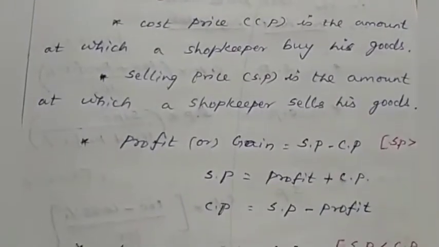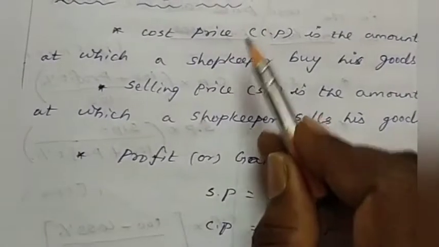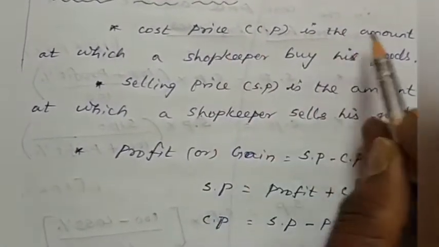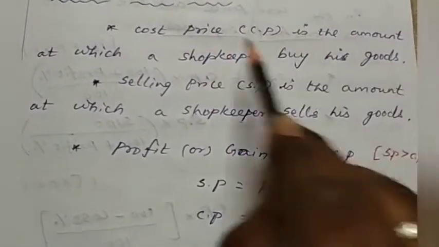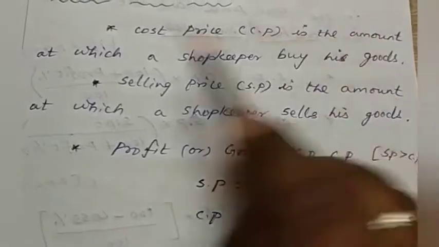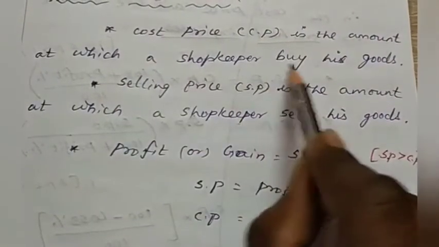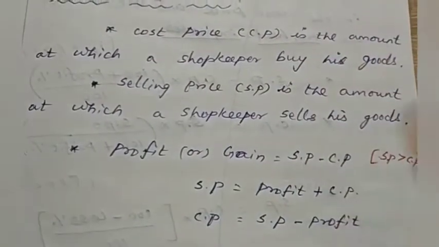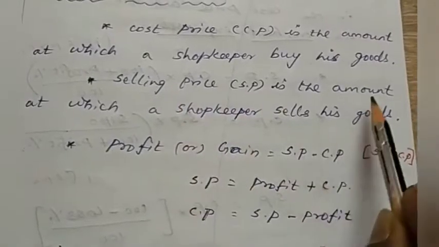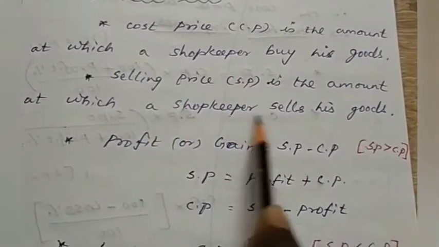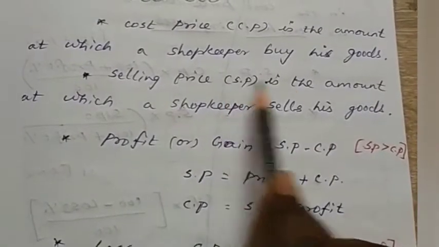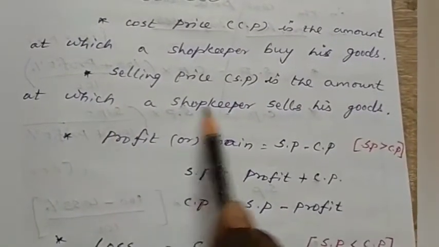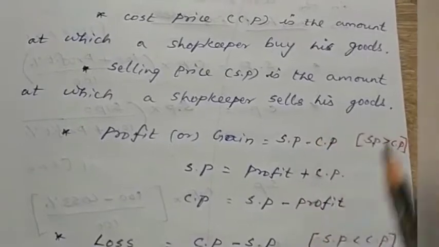So, profit and loss. Cost price is the amount at which a shopkeeper buys his goods. Selling price is the amount at which a shopkeeper sells his goods.